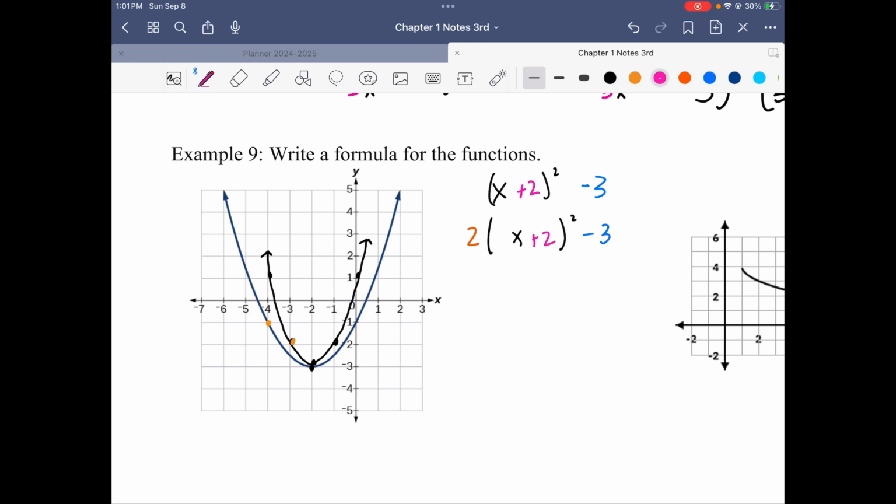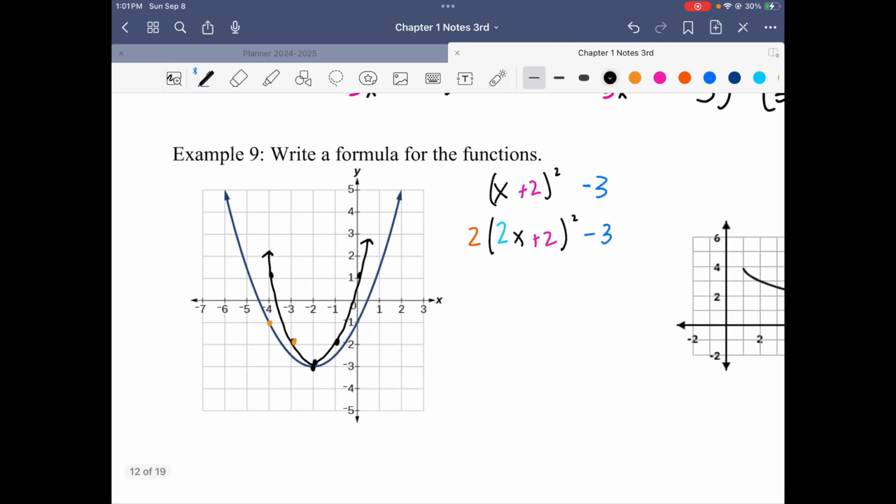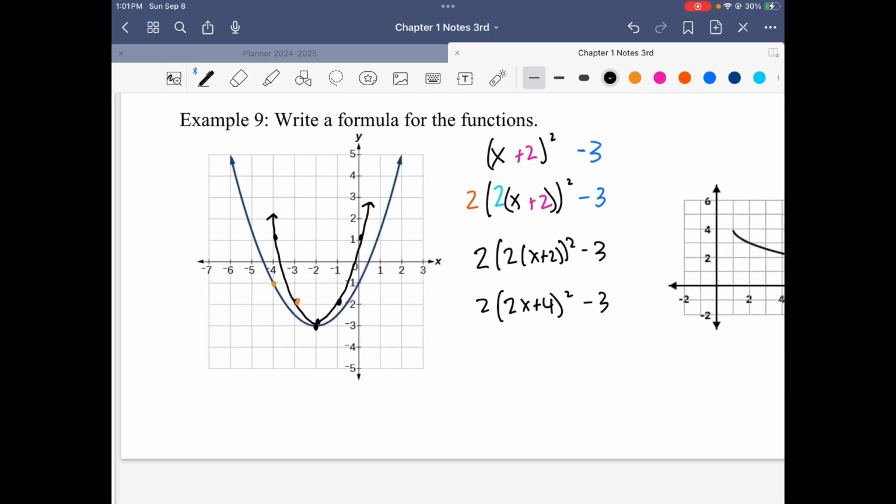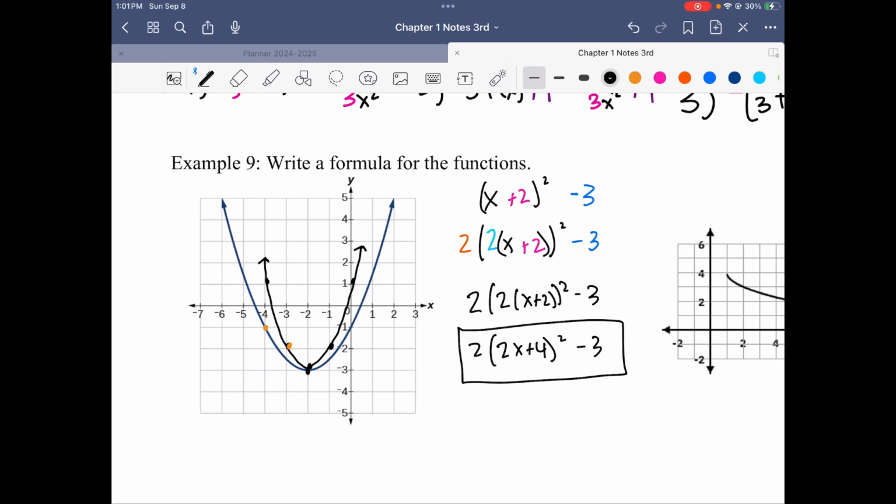However, because we also had to move left 2, this is also going to bring this into play. And this requires that we have more parentheses. So 2 times the quantity 2, x plus 2, squared minus 3, could simplify into 2x plus 4 squared minus 3. And this is what I would like to see.